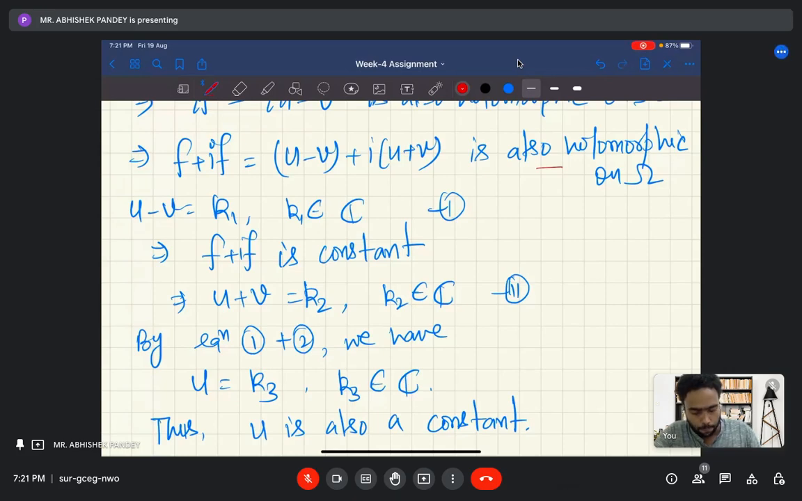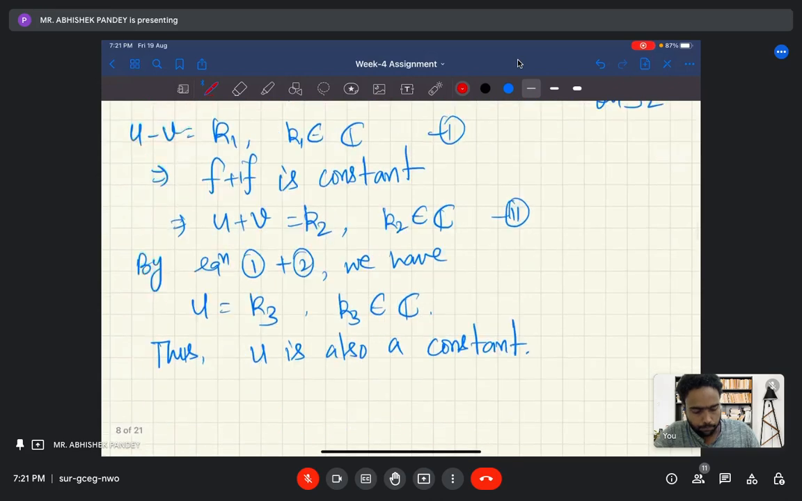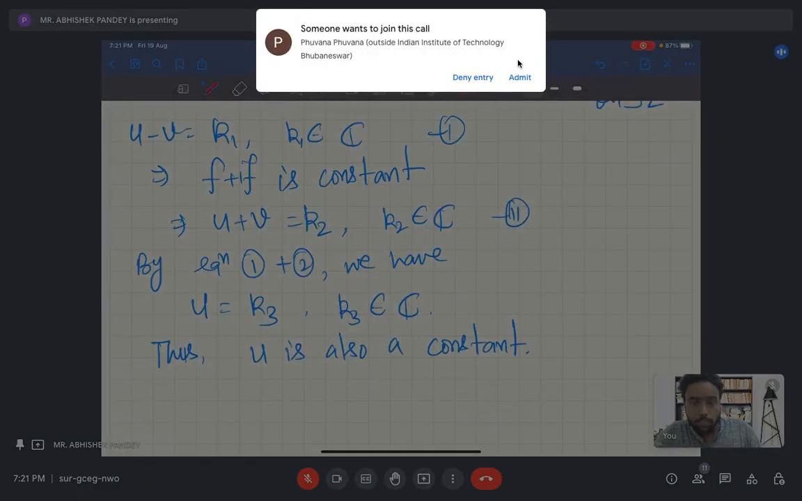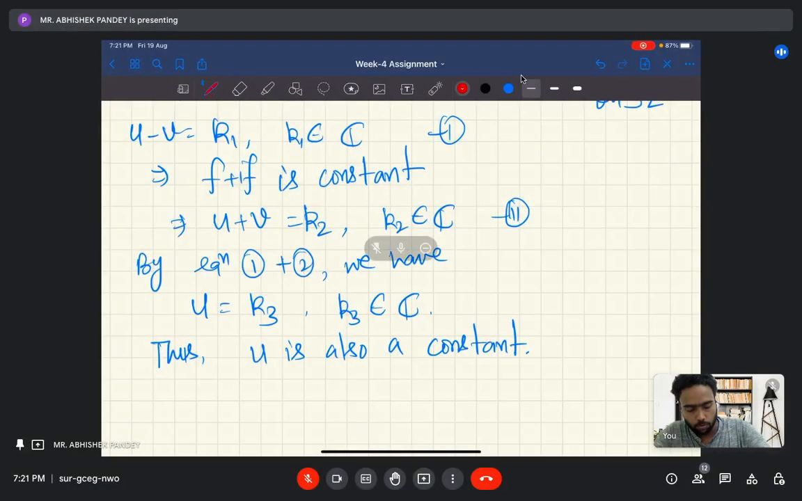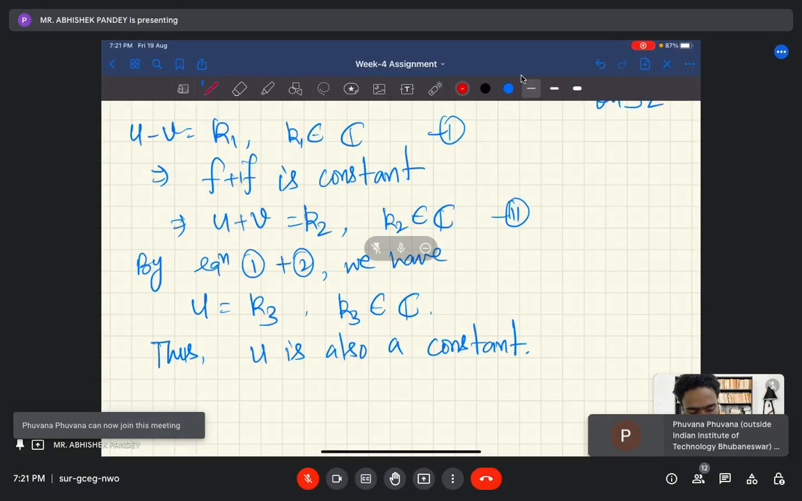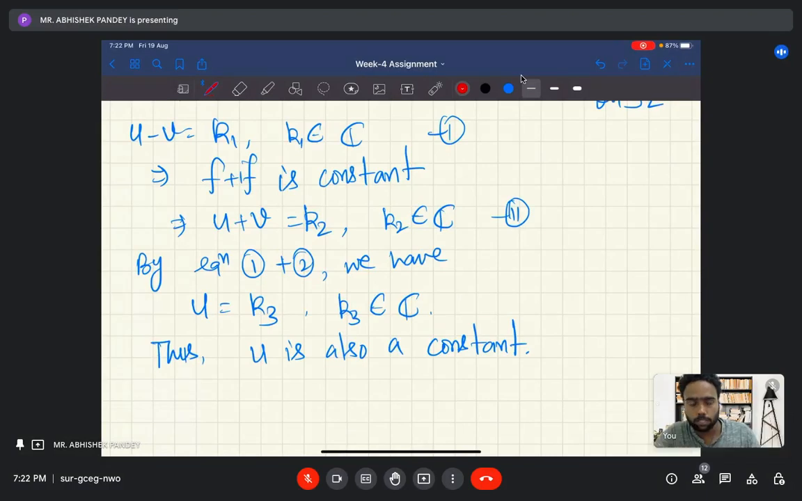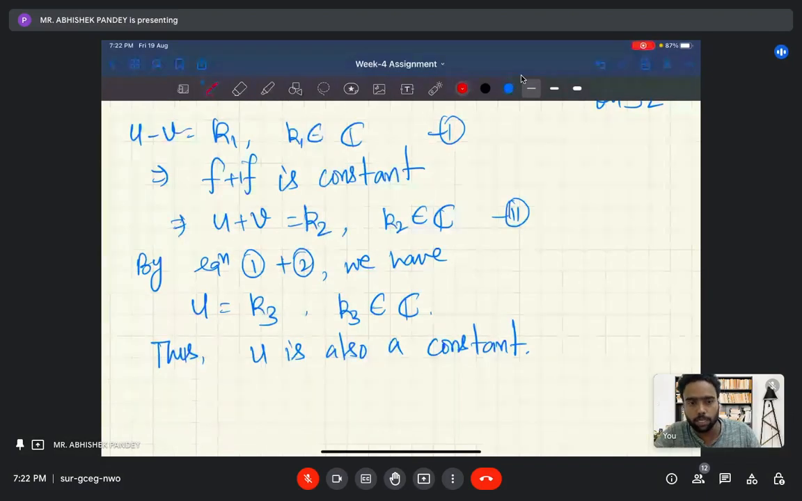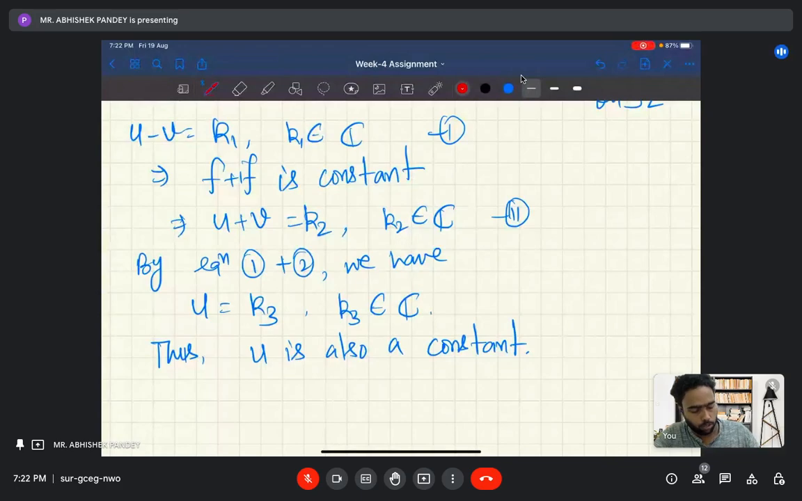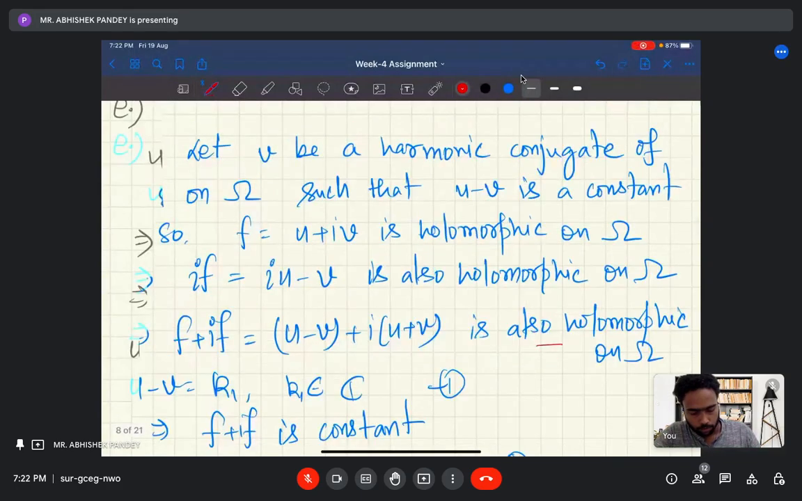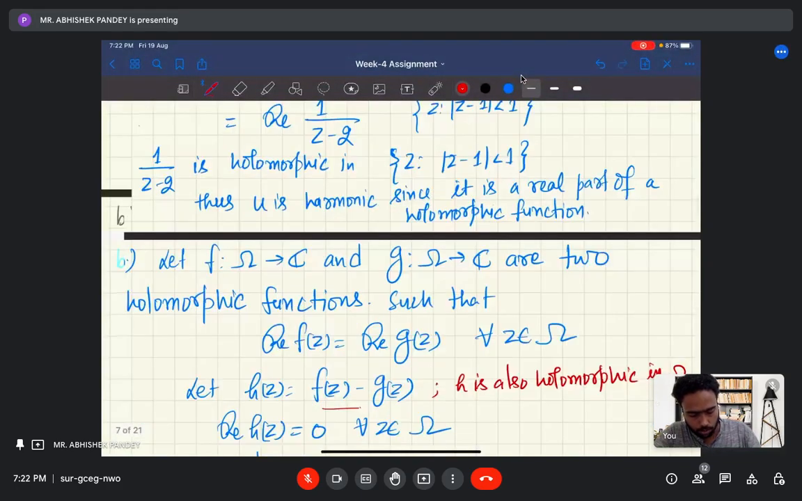And this implies U plus V is equal to K2, K2 belongs to C. By equation 1 and 2, we have U equals K3. So U is also a constant. So basically K3 equals (K1 plus K2) by 2. So U is also a constant. So this option is true.